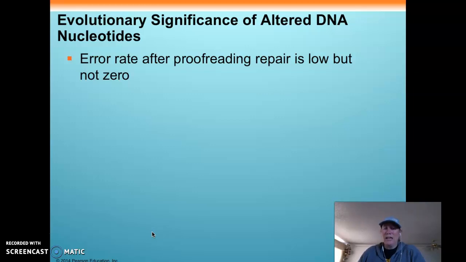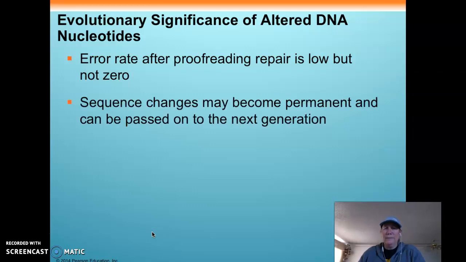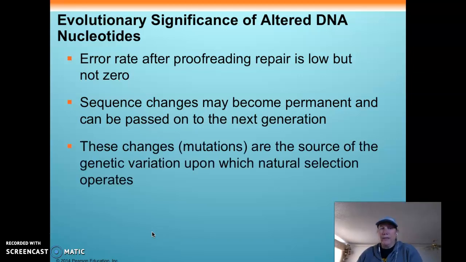And there's all kinds of stuff like that too that can cause problems for the DNA. Sequence changes can become permanent if it isn't detrimental. In other words, it doesn't cause the organism to die. It can be passed on to the next generation, if, like I said, it's not something that causes that individual organism to die. Those changes are called mutations, and they're a source of genetic variation.